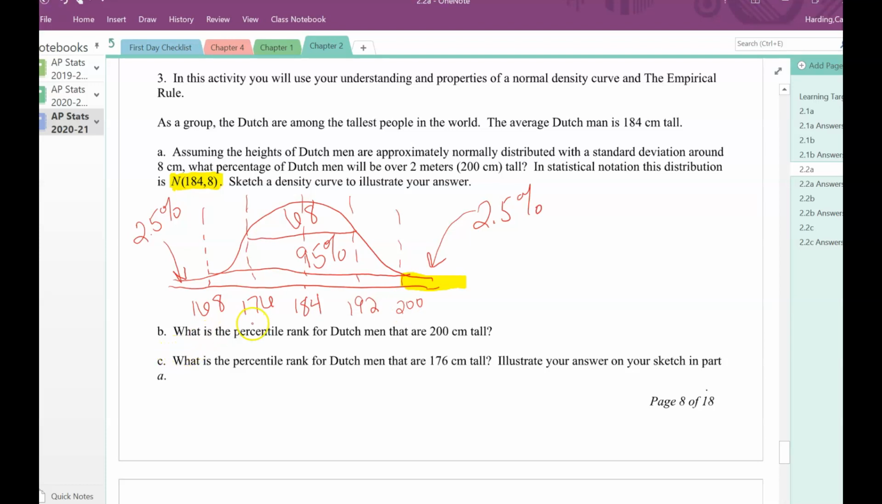Part B, what is the percentile rank for Dutch men that are 200 centimeters tall? Remember what percentile means? It's the percent of data that fall below a certain value. The percent of data that is below 200 is 97.5%.